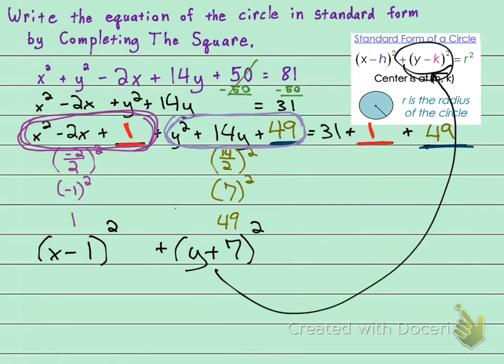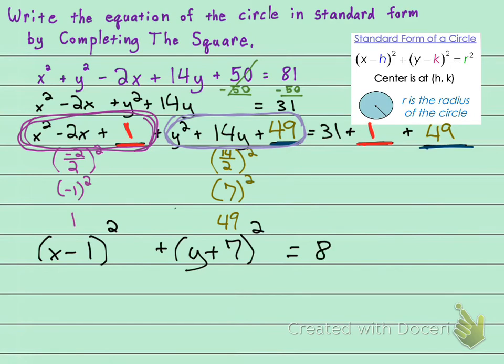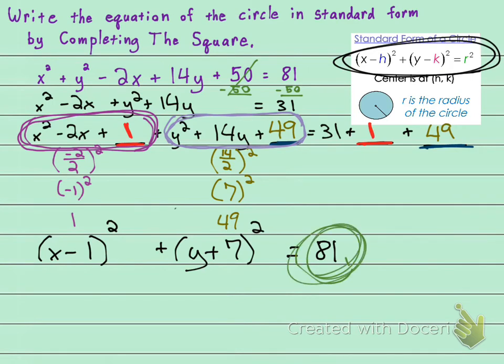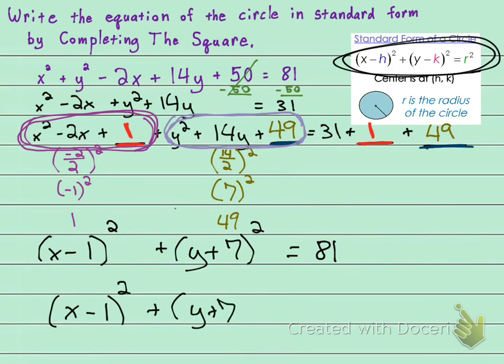Looking pretty good, right? Now on the other side of the equal sign, 31 plus 1 plus 49, let's see, 50, that's 81. Alright, now we are pretty much in the standard form right here. The only difference is that we have not put this as a square. So if they want that part as a square, here is my circle in standard form: x minus 1 squared plus y plus 7 squared equals 9 squared.